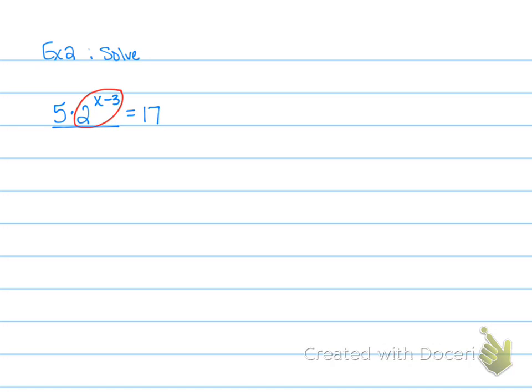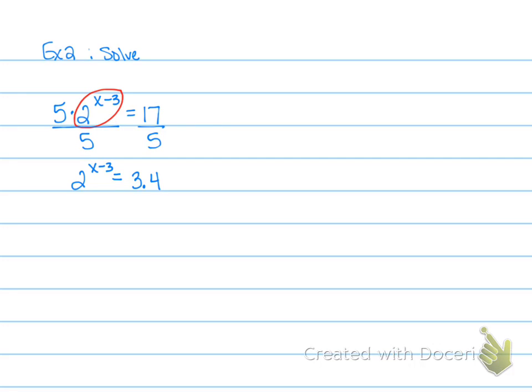And since it's 5 times, we know to get rid of it, we do the opposite. So we're going to divide by 5. So 2 to the x minus 3 equals 17 divided by 5. You can leave it as 17/5, or it is a nice neat decimal, so I'm just going to change it to that. Alright, so that was step 1. We isolated the exponential expression on one side of the equation.